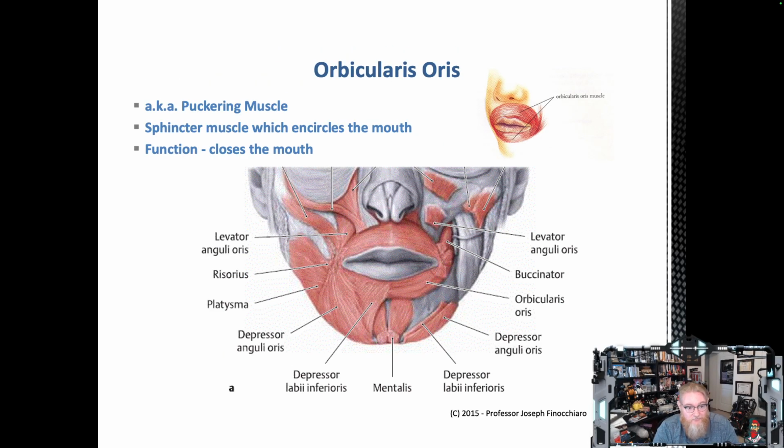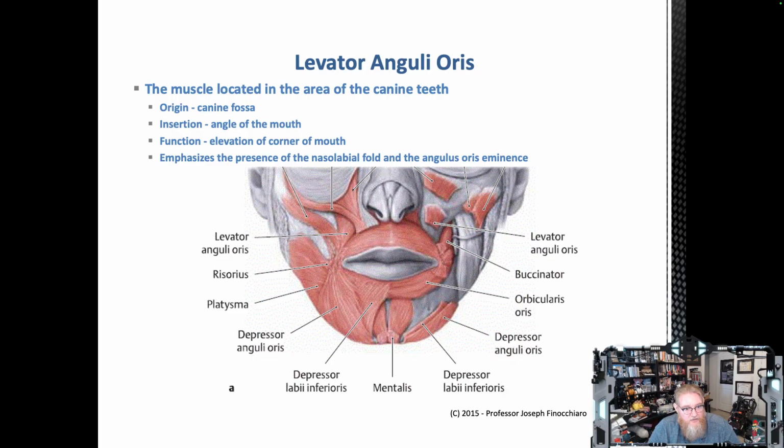Orbicularis oris. Well, you just had one orbicularis. That was the oculi. It puckers your eye. Well, now you have the oris. You have the one over your mouth. And what does it do? It closes your mouth. This is also known as the puckering muscle. It is the sphincter which encircles the mouth, and its function is to close your mouth. And don't we wish more people would exercise that muscle?